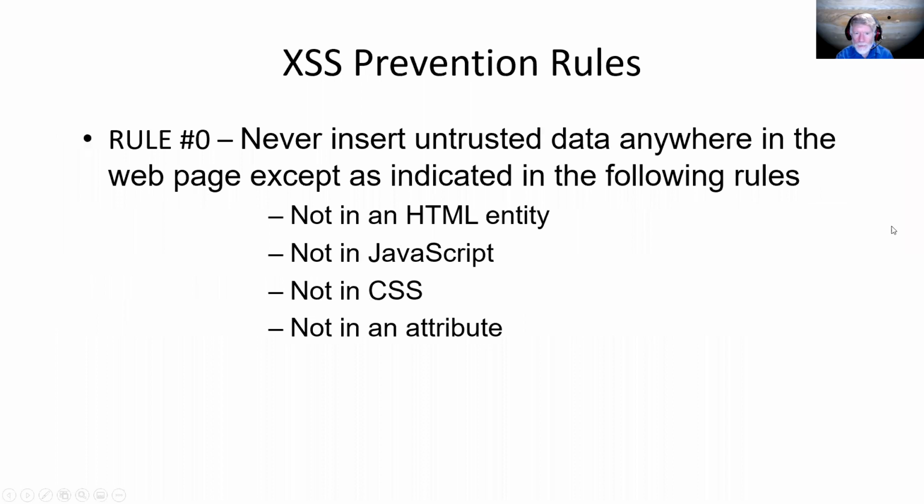OWASP has a series of rules for how to protect your site against cross-site scripting. And here is, well, it's not the first rule, it's rule zero. Rule zero says, don't ever put untrusted data in your web page unless you follow the following rules. So this is the null rule, or the rule that says, if it doesn't follow any of the rules, don't put the untrusted data in your web page. Not here, not there, not in the JavaScript, not in the cascading style sheets, not in attributes, not in data. Just don't put untrusted data anywhere. Except there are about half a dozen rules that I'll go over.